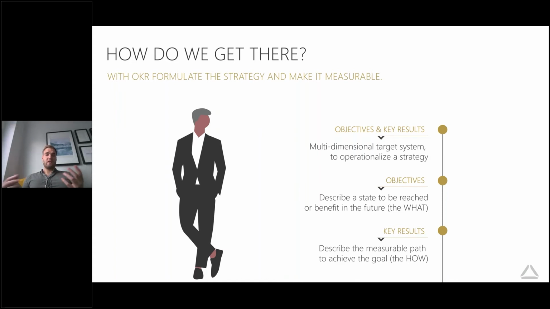OKRs is an essential and multidimensional target system to operationalize your strategy. And it's divided into two parts. The one is the so-called objectives. It's a state which needs to be achieved. So this is what you want to get. And the key results, I'd like to say, are the tactical, measurable next steps on how to reach the state. It's the way how you're going to get there. And how do they look? Of course, you want to see some examples.